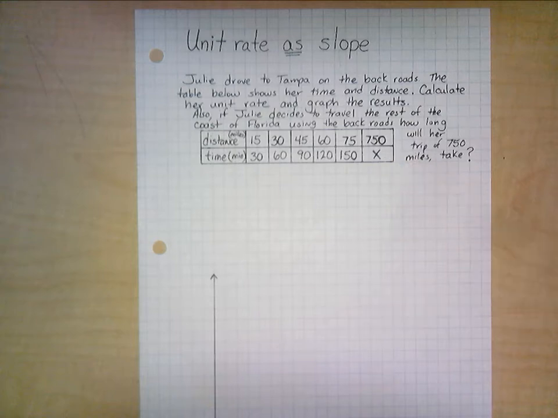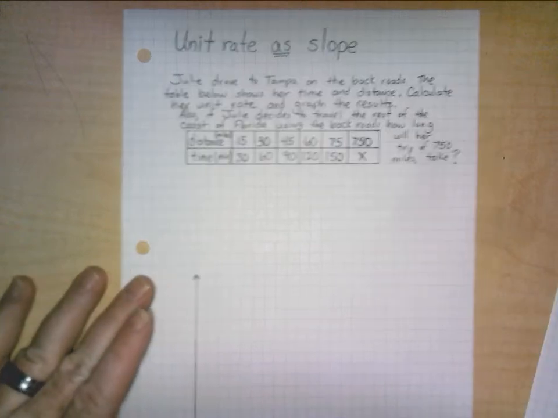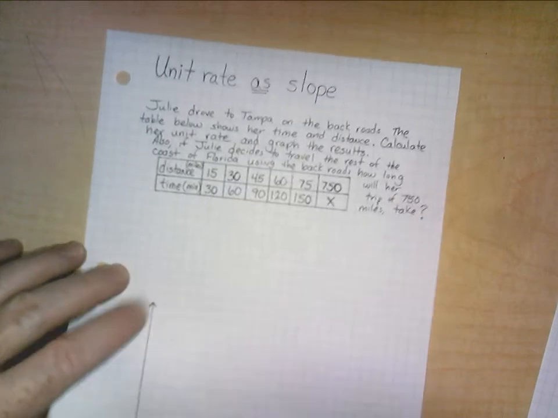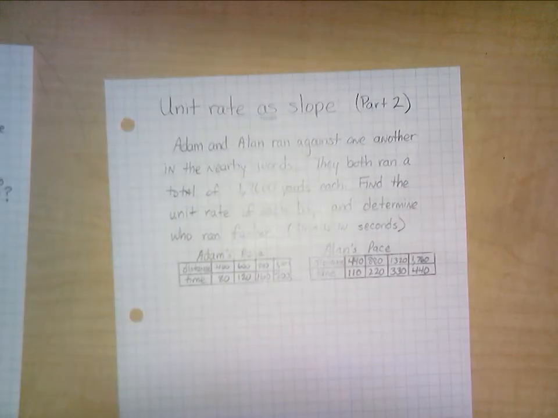And then the second part of this is going to be, how do we compare different rates, unit rates? How do we gather the unit rate? How do we calculate it? And how do we compare it?